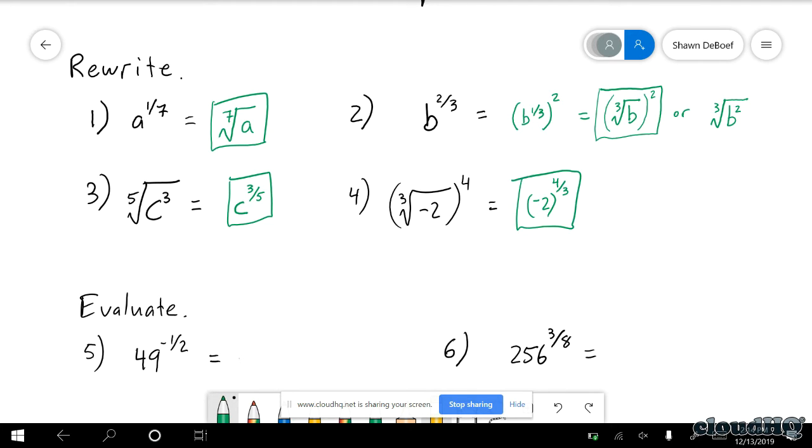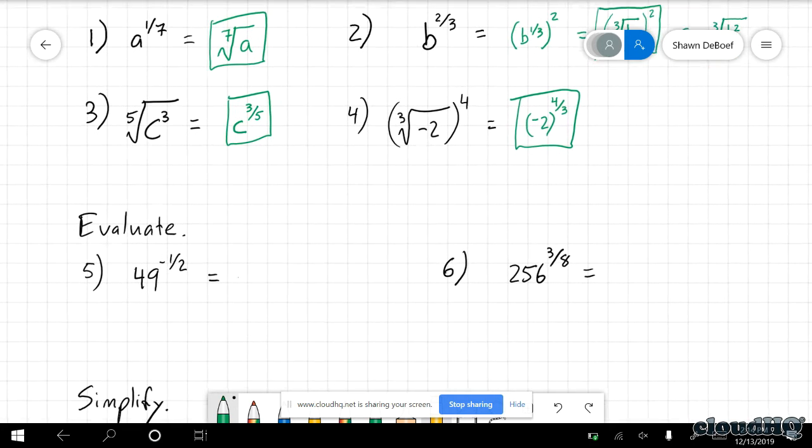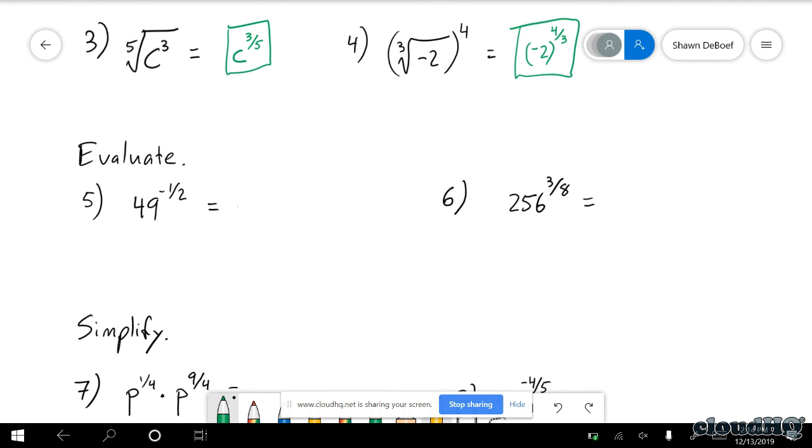So that's how we can rewrite, just kind of understanding how they connect. But now let's take a look at some especially rational exponents and do some work with them. So we're going to first do some evaluating. And evaluate means find the value of. So I'm expecting a number for an answer.